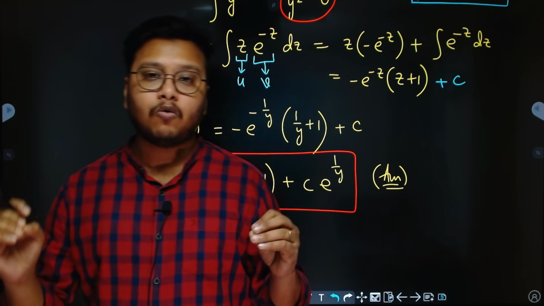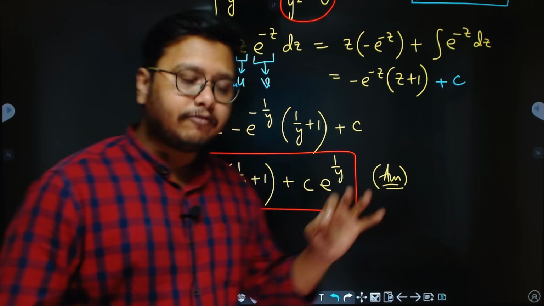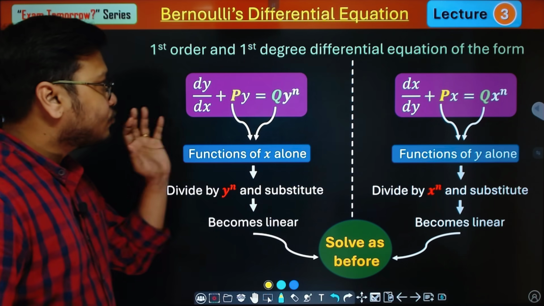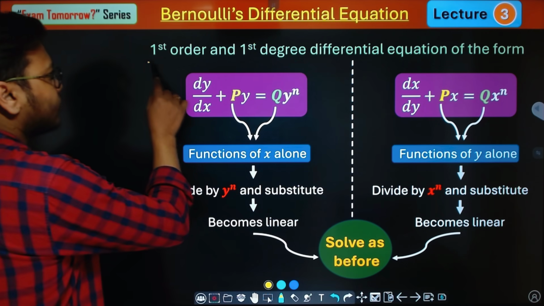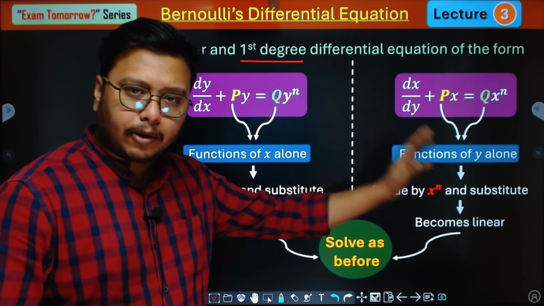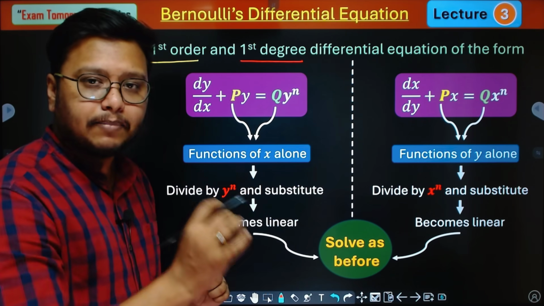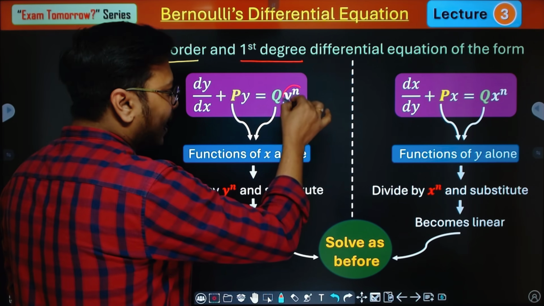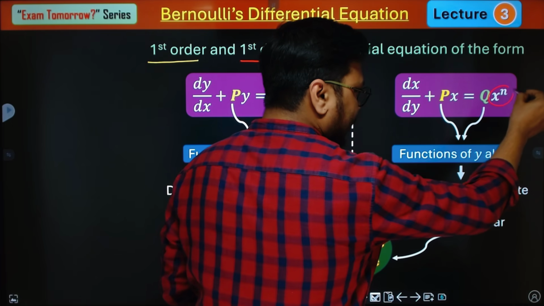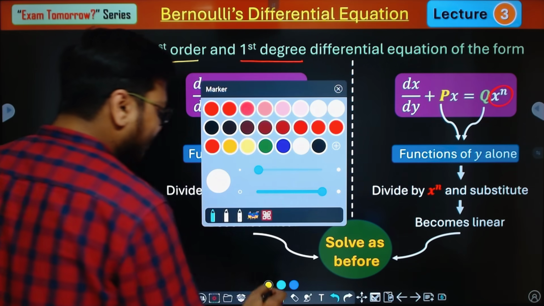So I hope you understand how we are solving linear differential equations. Now moving on to Bernoulli's differential equation, which is just an extension of linear differential equation. So Bernoulli's differential equation, it's again a first order, first degree differential equation. And again, there are two formats of Bernoulli's differential equation. Okay, the difference between linear and Bernoulli is the presence of y to the power n on the right side in the first case, and in the other case the presence of x to the power n on the right side. The rest you can see everything is the same as before, right?